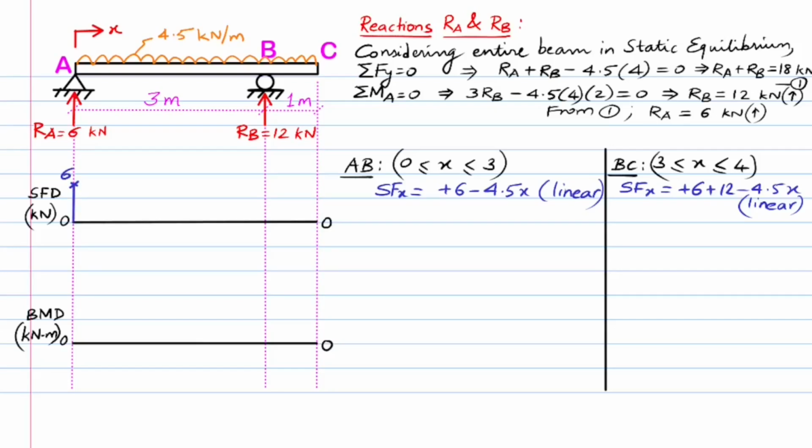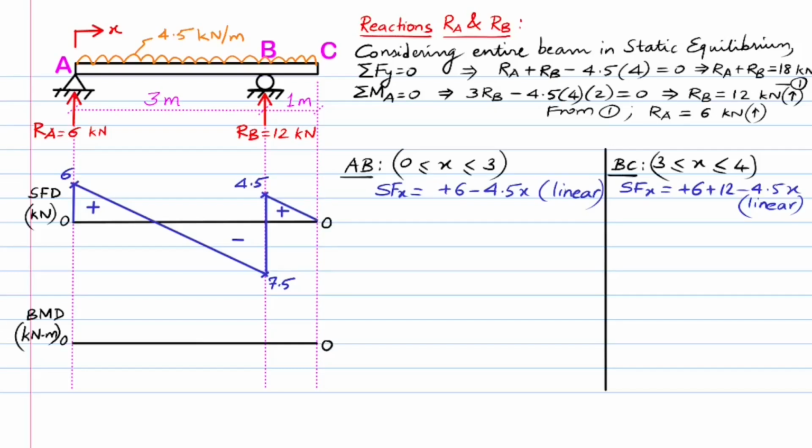Using the equation for the region AB, the values are calculated for the sections at A and B respectively as plus 6 kilonewtons and minus 7.5 kilonewtons and are plotted in the shear force diagram. Considering the region BC, the values are calculated as plus 4.5 kilonewtons and 0 kilonewtons respectively for the points B and C and are plotted in the shear force diagram.